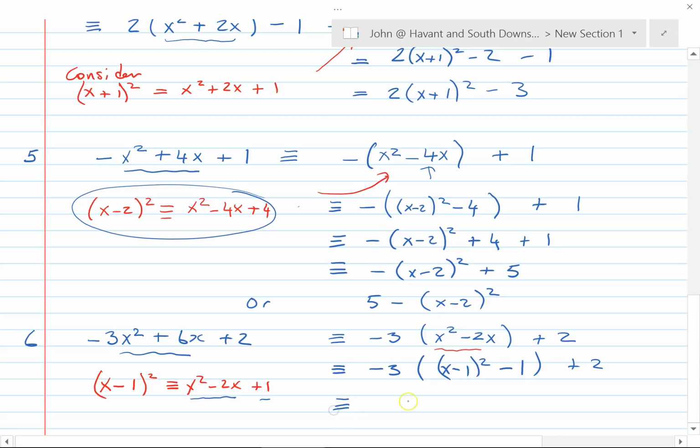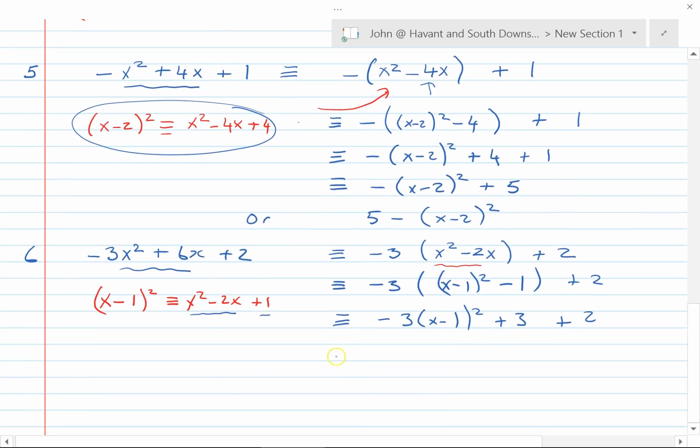Now multiplying out carefully, we've got minus 3 x minus 1 squared plus 3, because it's negative 3 times minus 1, plus 2. So that gives me, and again I will write the number in front this time, so we've got 3 plus 2, which is 5, take away 3, bracket x minus 1 squared. Okay, it's in completed square form because we've just got a square expression combined with a number.